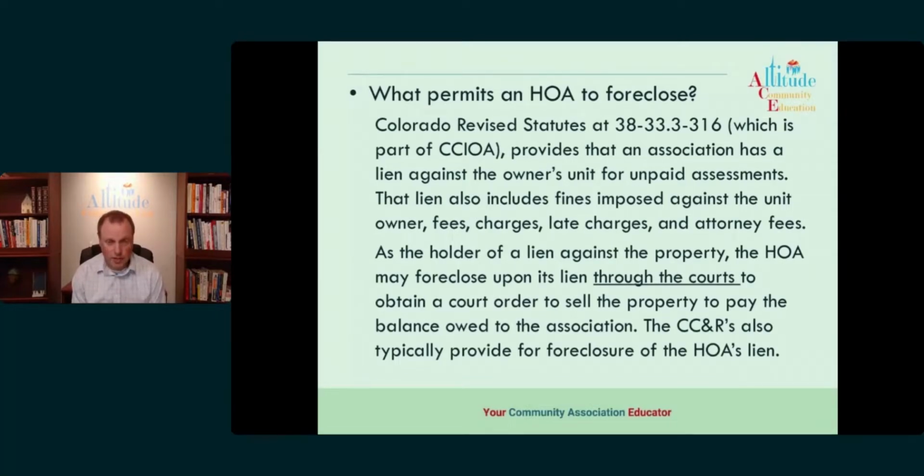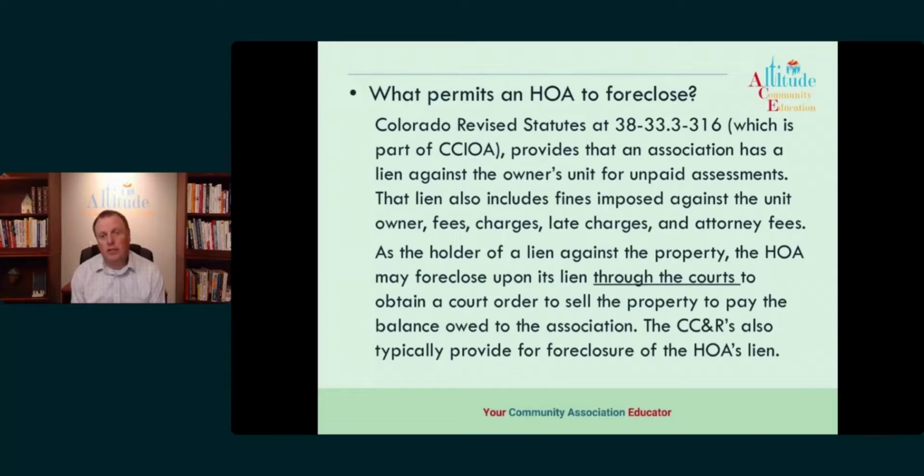38-33.3-316, which is part of CCIOA, provides that an association has a lien against the owner's unit for unpaid assessments. Now, the lien is what we actually foreclose on. That's what gives us the ability to foreclose. Without a lien, you don't have the ability to foreclose. We have a statutory lien, and sometimes your association might have filed a paper lien as well. That lien is going to include the fines imposed against the unit owner, fees, charges, late charges, and attorney's fees.